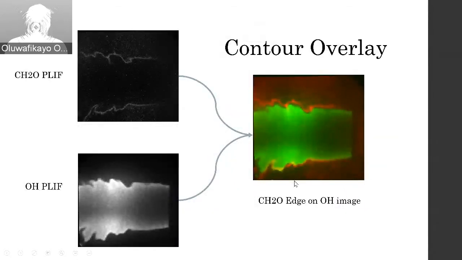And then you take the two images from the same time step, and you find their contours using the fuzzy edge detection algorithm, and then you overlay the contour of one of the images onto the PLIF image of the other image. And what you end up getting, in this method of overlaying images, is that any yellow pixel is the flame edge.